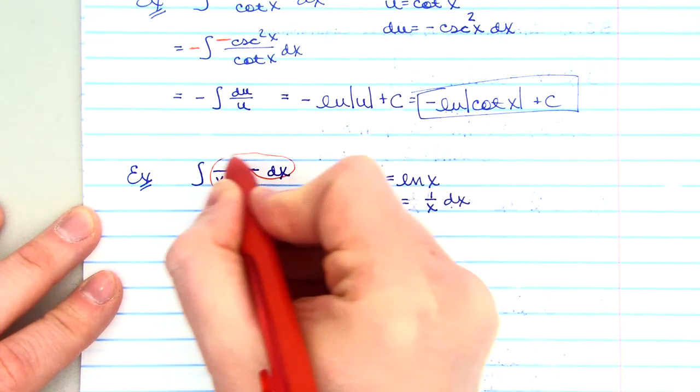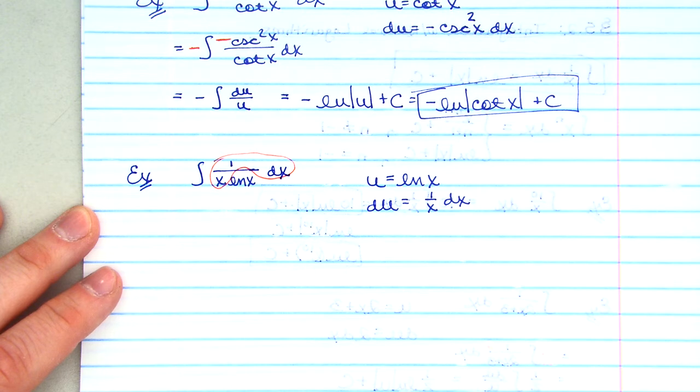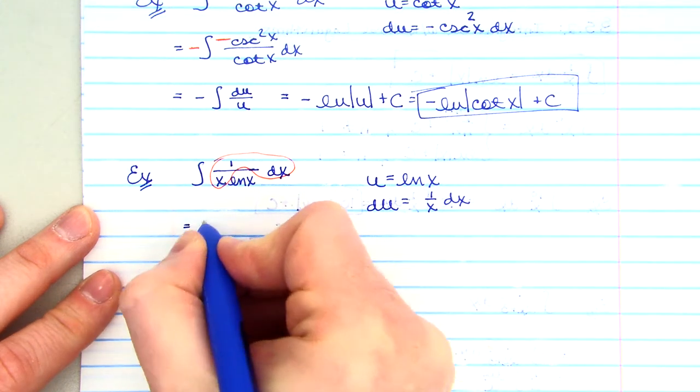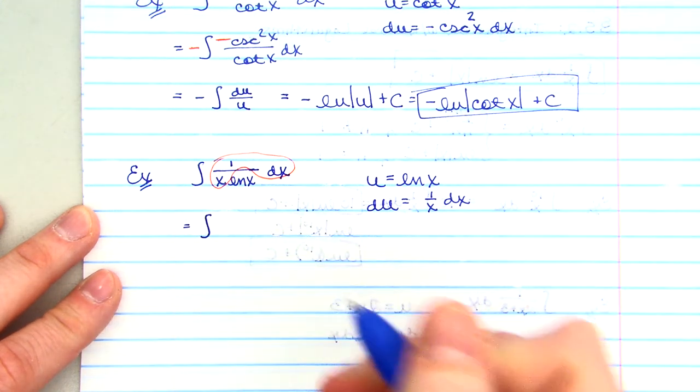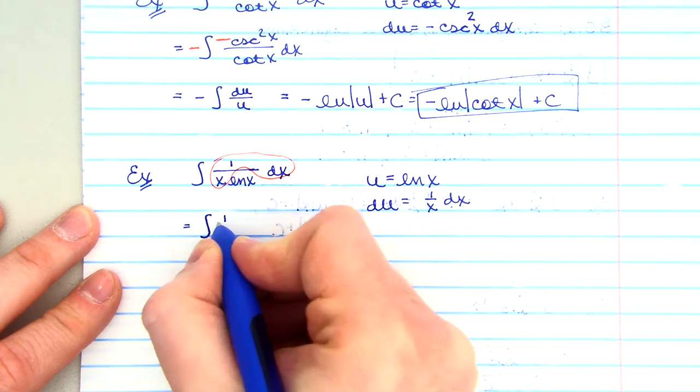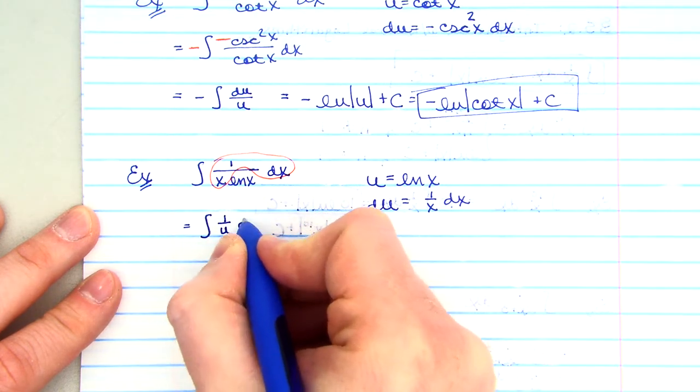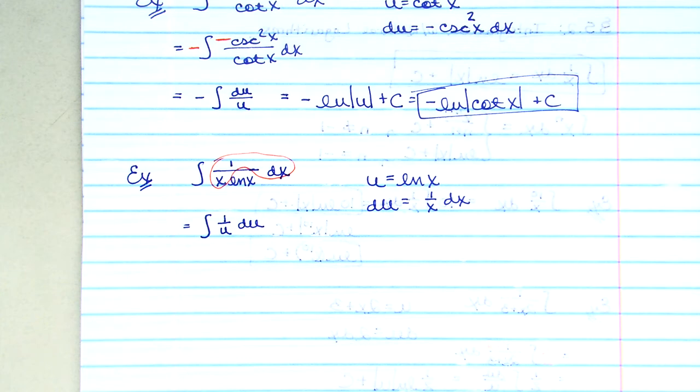Oh, so you mean like we already have all those pieces there? This is going to become the integral of 1 over u du. I'm just going to keep going. Finish it. It will look a little strange when you're done. That's okay.